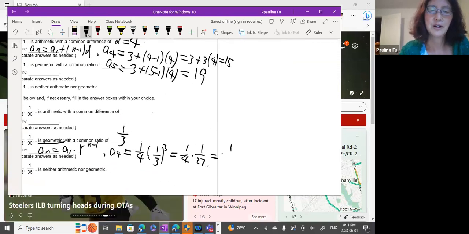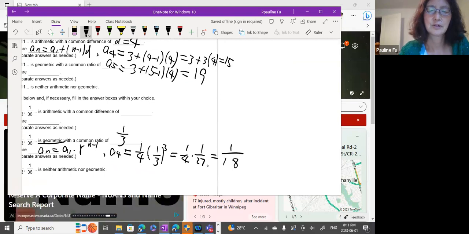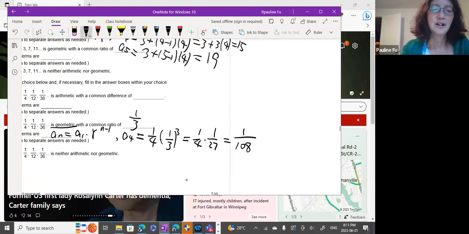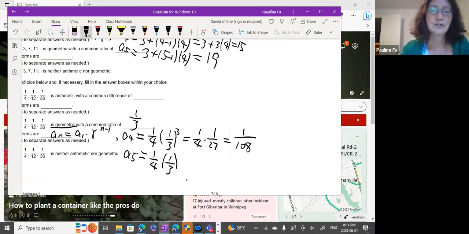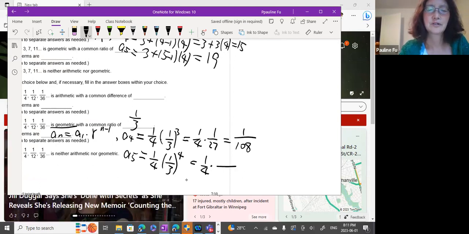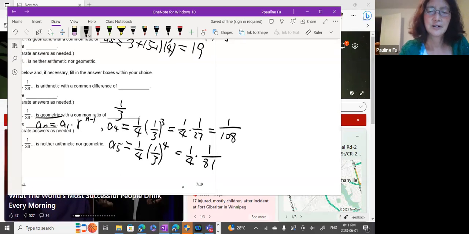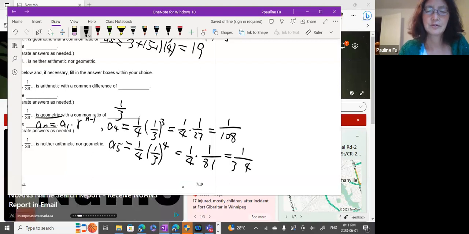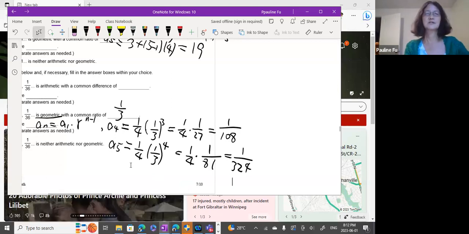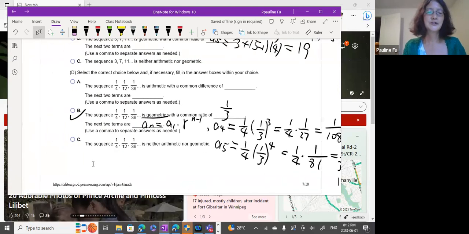So equal to 1/108. This is A4. And A5 equals A1 r raised to power 4. So 1/4 times 1/81, and again, it is 1/324. Okay. Questions?